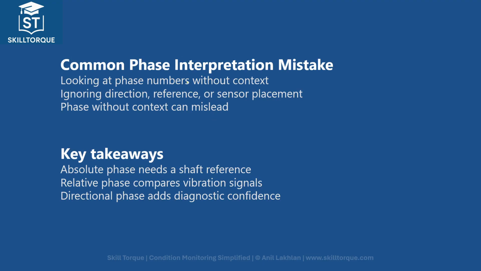Okay, the actual phase. So first let's cover the common mistakes that we make. Sometimes, looking at the phase numbers, maybe we wrongly misinterpret them, right? Let's say we are not checking what the reference is, what the direction of the sensor is, what the orientation of the sensor is, right? Especially on the axial side. Why on the axial side?